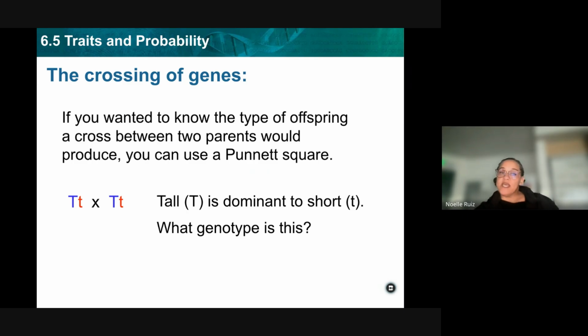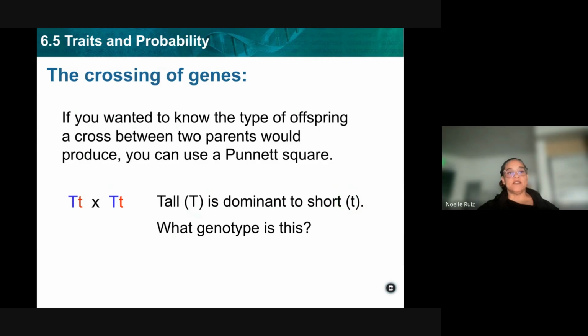So if you wanted to know the type of offspring a cross between two parents would produce, we use a Punnett square. So we take two parents. We have one parent, and we cross it with another parent. And then we talk about, you did this in your worksheet last week, tall is a trait that is dominant to short. So for the dominant trait, we use the capital letter. For the recessive trait, we use the lowercase letter.